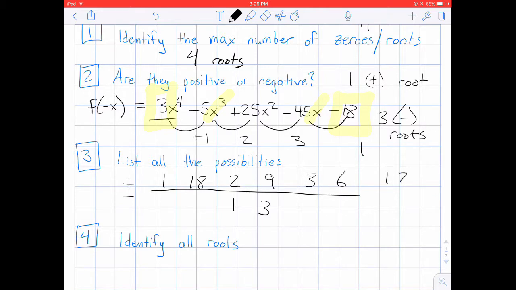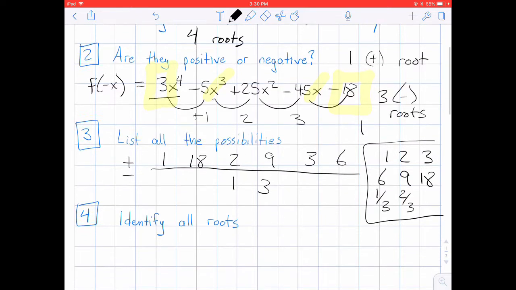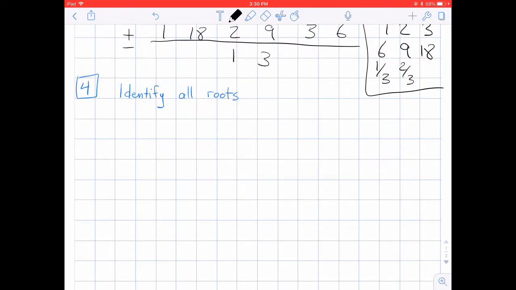I could have 1, 2, 3, 6, 9, 18. I could have 1/3, 2/3. 6 over 3 is a 2, which I've already counted. 9 over 3 is a 3, which I've already counted. 18 over 3 is a 6, which I've already counted. But still, that's 8 possible numbers over here, and all of them could be positive or negative, so that's 16 things I have to go through if I want to actually identify the roots. There are a couple of ways to do that.